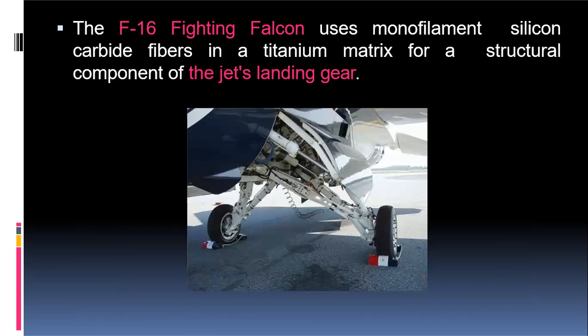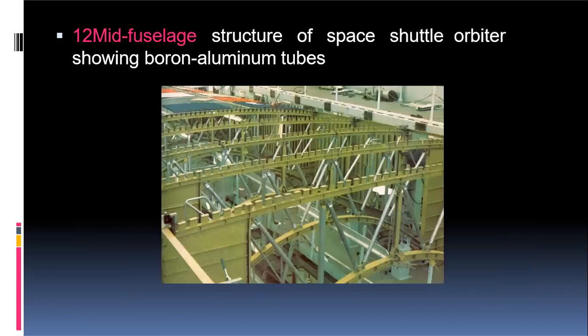Next comes the F-16 Fighting Falcon, which uses monofilament silicon carbide fibers with a titanium matrix in the structural components of the jet's landing gear. You can see the jet's landing gear here. So they are also made with metal matrix composites.